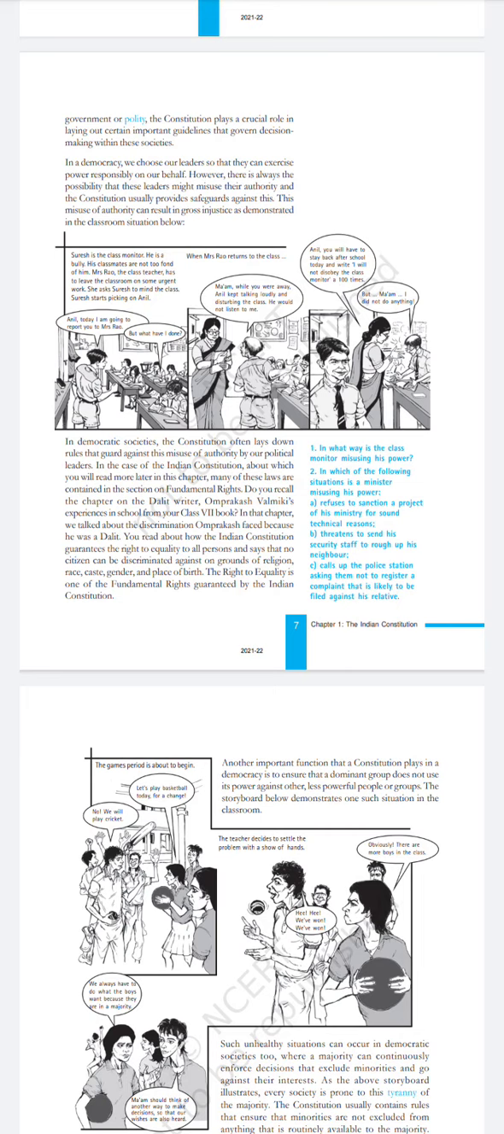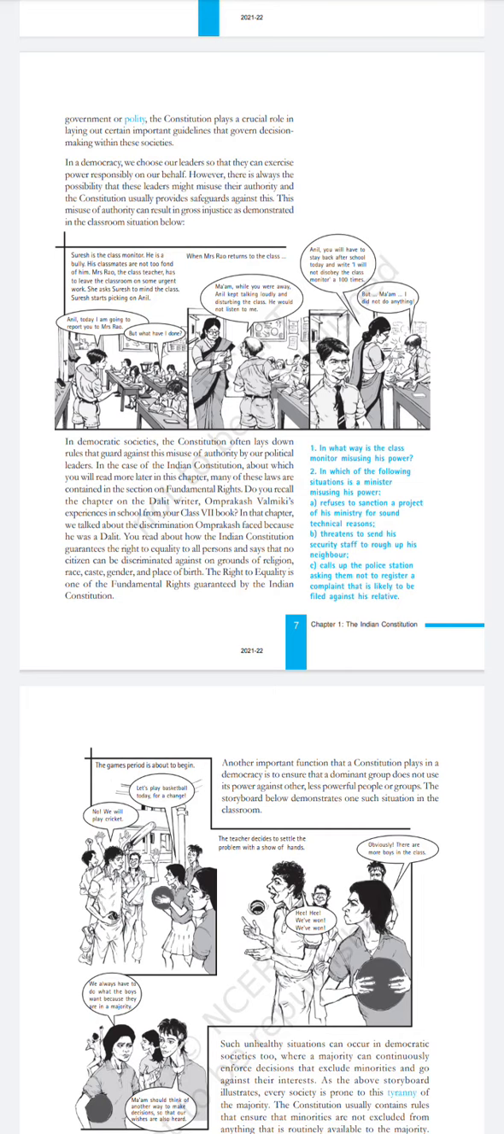In what way is a class monitor misusing his power? In which of the following situations is a minister misusing his power? Refuse to sanction a project of his ministry for sound technical reasons. Threatens to send his security staff to rough up his neighbor. Calls up the police station asking them not to register a complaint that is likely to be filed against his relative. In democratic societies, the constitution often lays down rules that guard against this misuse of authority by our political leaders.